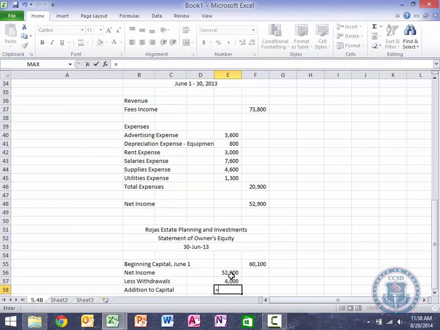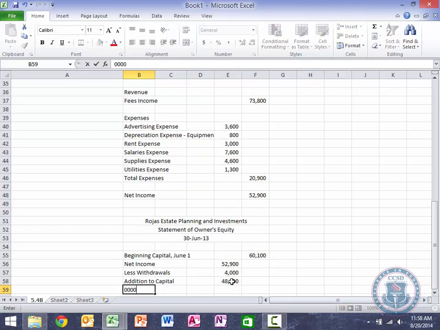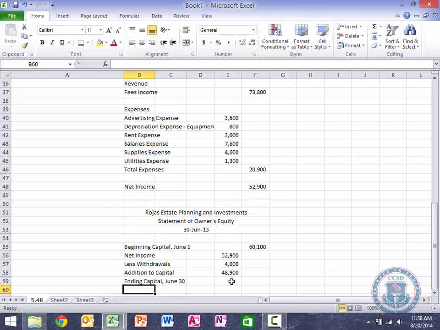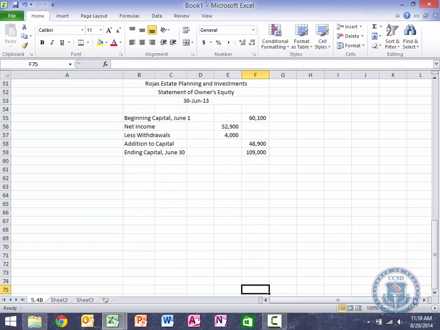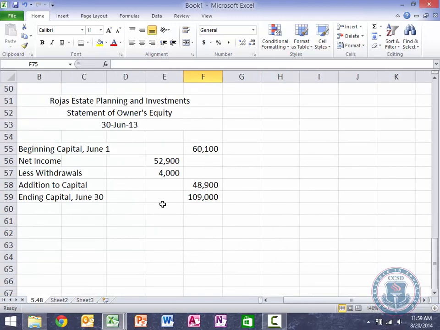I can say equals this minus this. So I can say my ending capital on June 30th is going to equal, I'm actually going to change where I put this one. I don't like how I have it there. I'm going to delete that. I'm going to say equals this minus this because it says less, and then we have it together. So I should end up with $109,000 of capital. I'll zoom in for you at the end of the month.